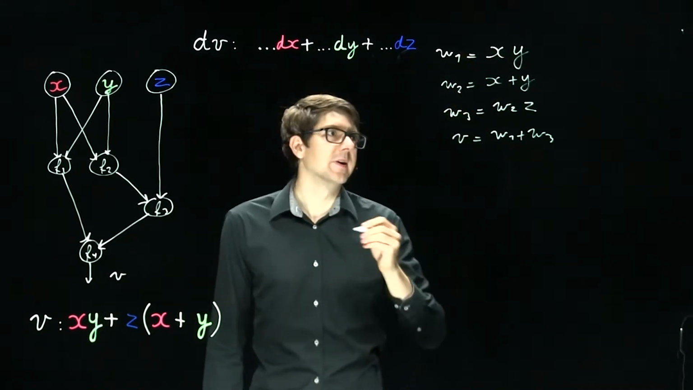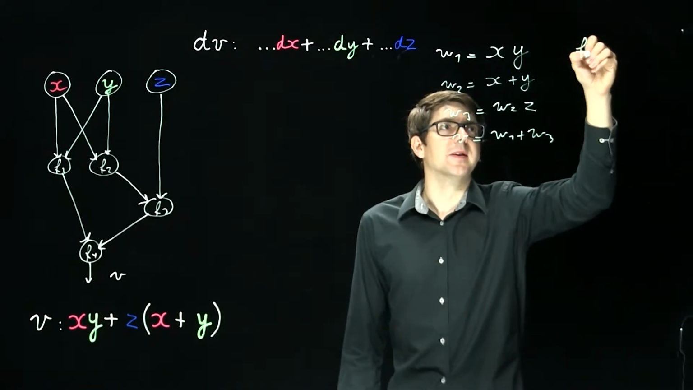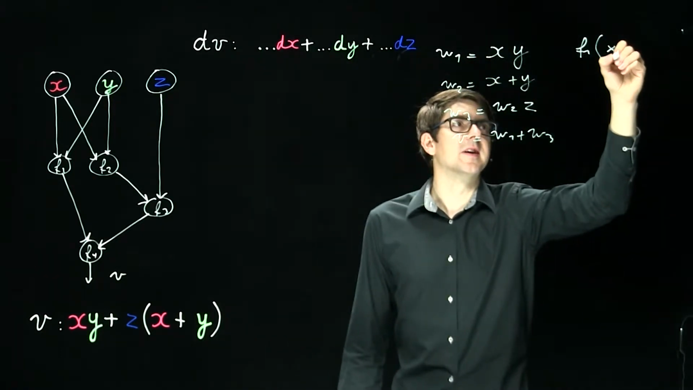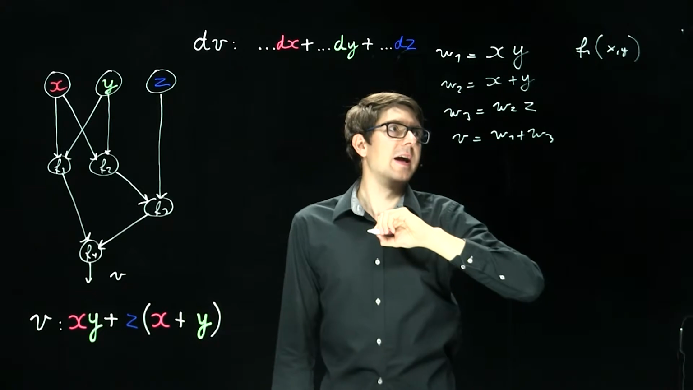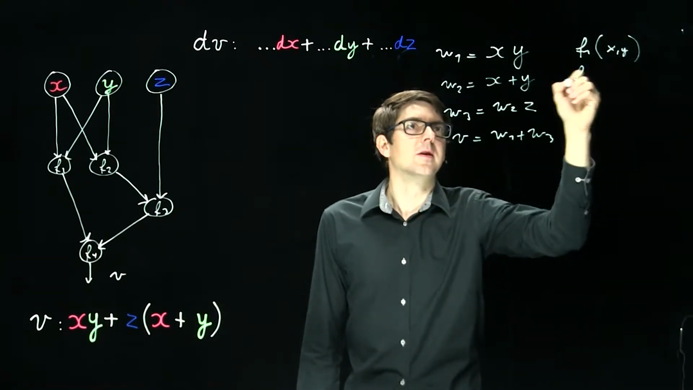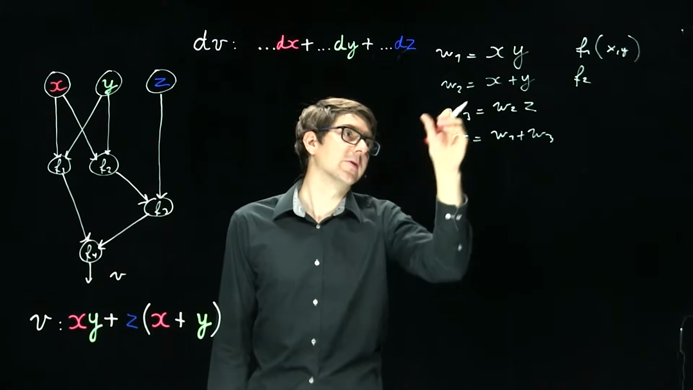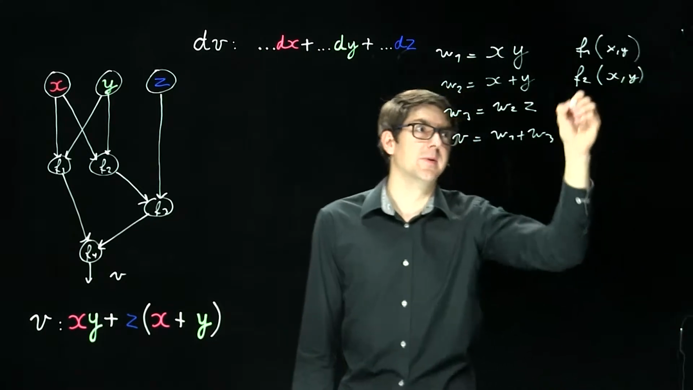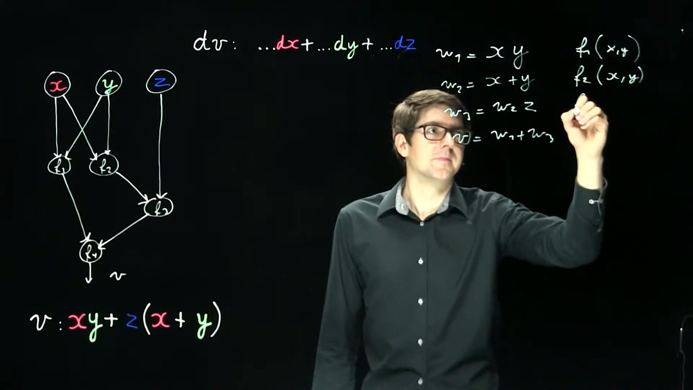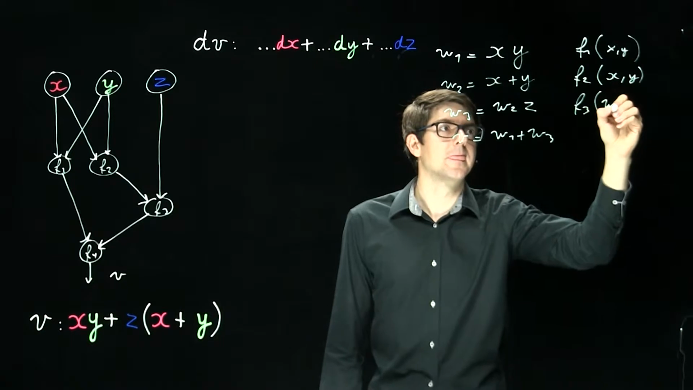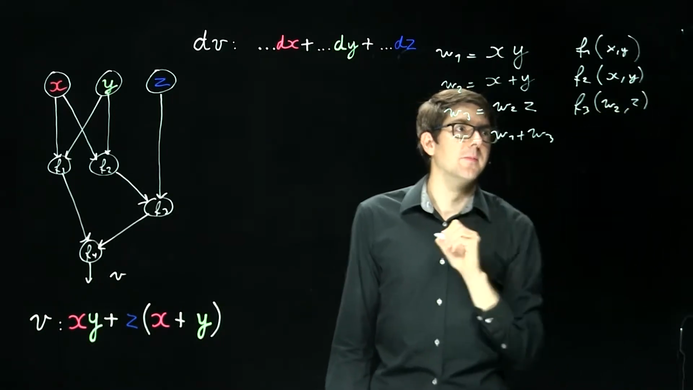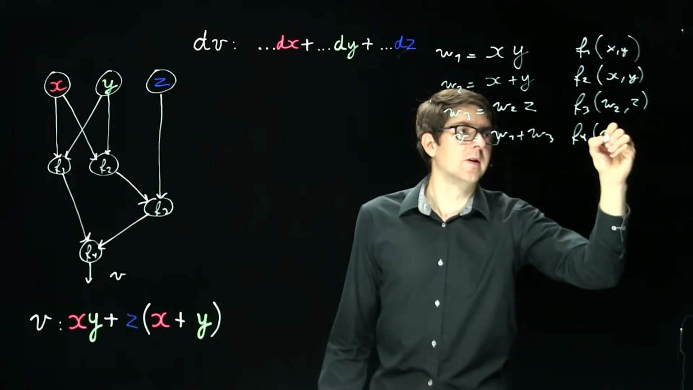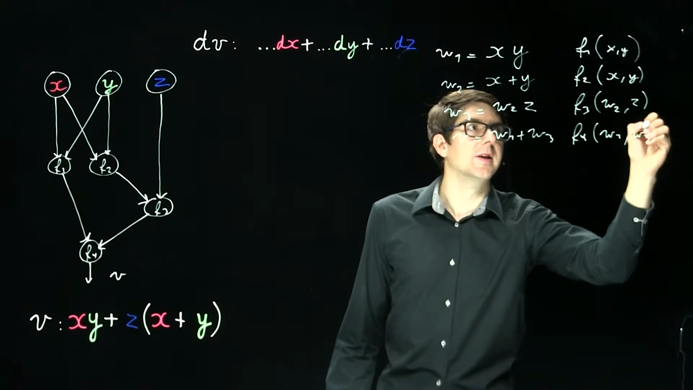Let's write it a bit more abstract by writing it as functions. So in general, we want a binary function here. In this case, a binary function of x and y. For the second line in our algorithm, we write f2. It's again a function of x and y, but a different one. Again, we have a function, f3. This time it depends on w2 and z. And lastly, we have function f4, which depends on w1 and w3.